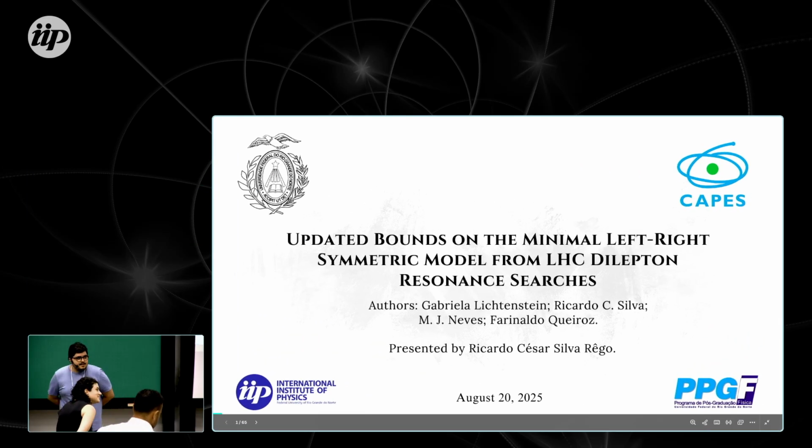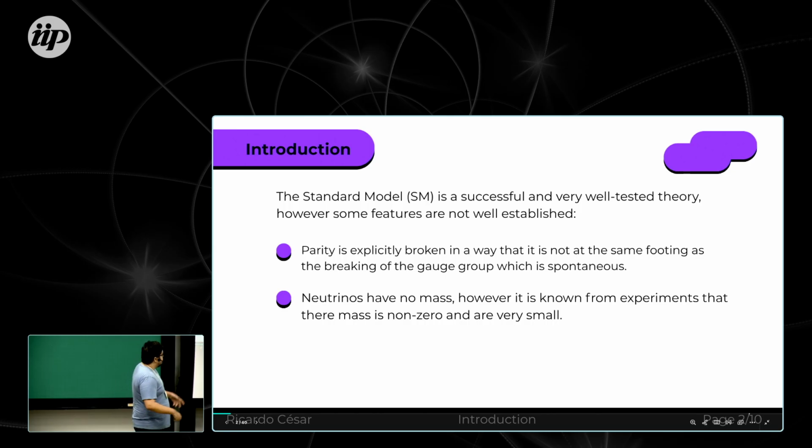Okay. So, hi everyone, thank you for having me here. As Gabi said, my name is Ricardo, and I'm going to present our work that we are developing for the previous months, called Updated Bounds on the Minimal Left-Right Symmetric Model from LHC Dilepton Resonance Searches. Okay, so I'm going to start by saying that the standard model is a very successful and well-tested model, but it has some features that can be further explained using extensions.